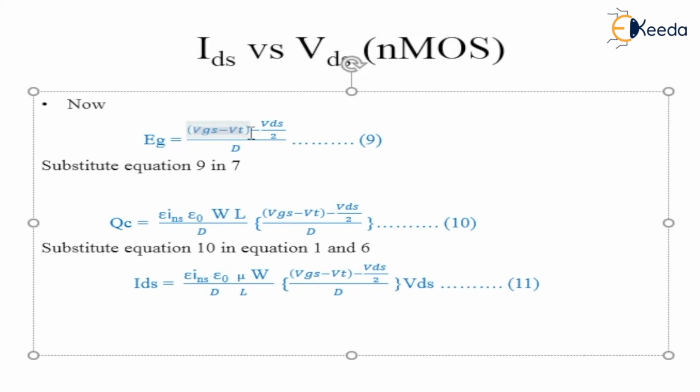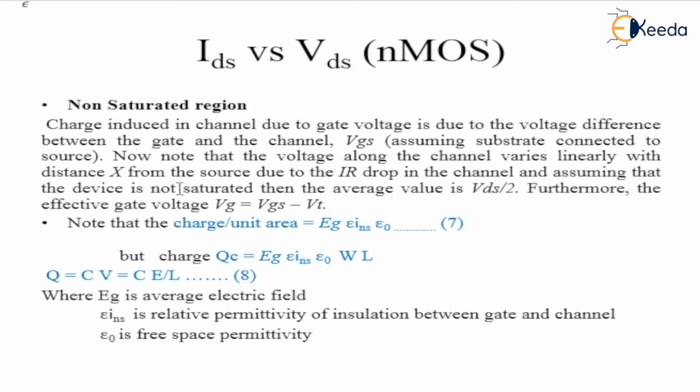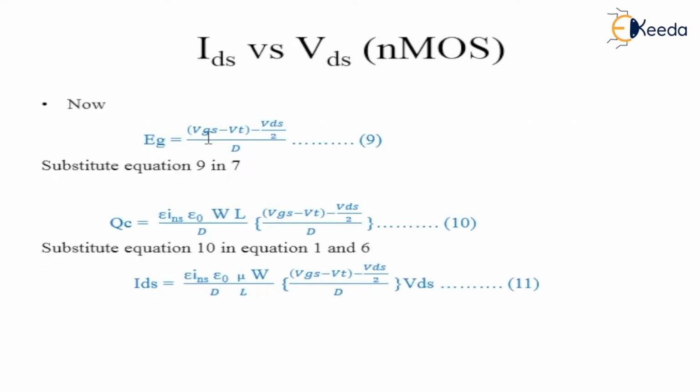In the place of V I am substituting VGS minus VT minus VDS by 2. Why VGS minus VT minus VDS by 2? Because in this non-saturated region the channel IR drop is due to VGS minus VT as well as VDS by 2. So if you subtract, VGS minus VT minus VDS by 2, therefore the effective voltage drop across the channel is going to exist. So that's the reason Eg is equal to VGS minus VT minus VDS by 2 by D came into existence.